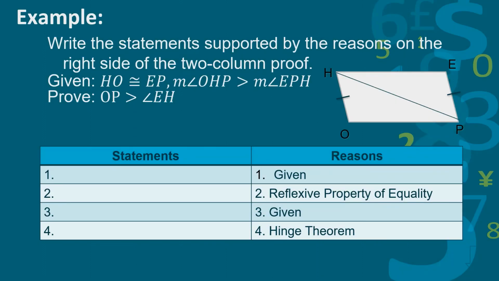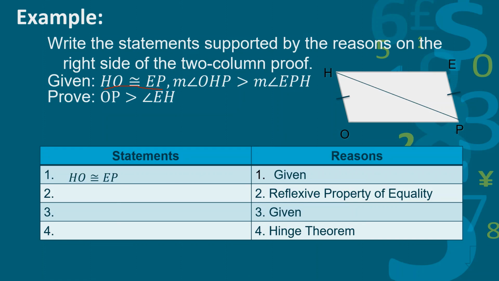Let's have our example. So you are going to write the statements supported by the reasons on the right side of the two-column proof. So ang given natin, HO is congruent to EP, and the measure of angle OHP is greater than the measure of angle EPH. So you are going to prove now that OP is greater than EH. So on the first statement, ang reason natin, of course, gamitin natin yung unang given dahil nakalagay diyan given. So lalagay natin, HO is congruent to EP.